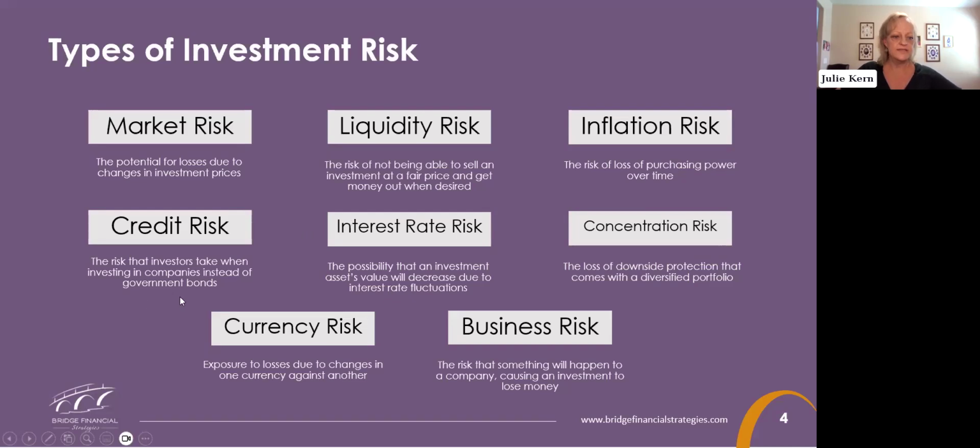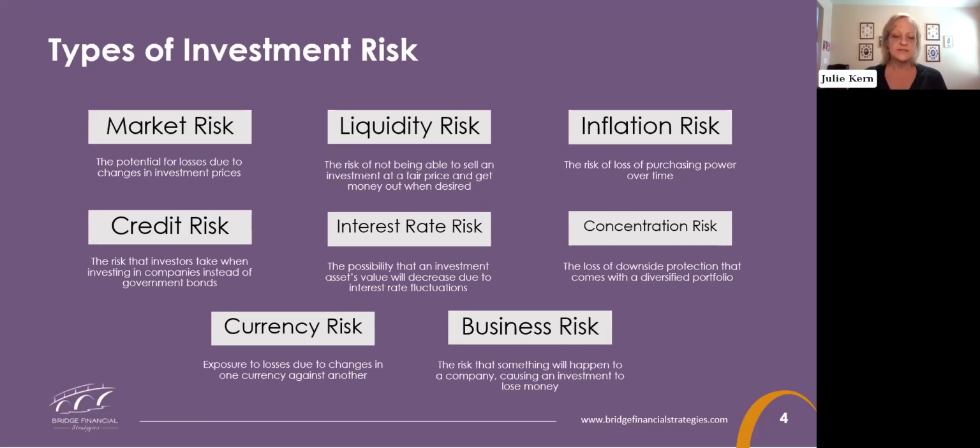Next is credit risk, and this is the risk that investors take when you invest in companies instead of government bonds. So anytime you invest in a company, there's always the risk that they are not a good investment because of their own performance. There's the potential that they could go into bankruptcy. And actually, there is also some risk in government bonds. So far, not in U.S. Treasuries, but there have been some municipalities who have defaulted on bonds. So even small government bonds can carry some credit risk.